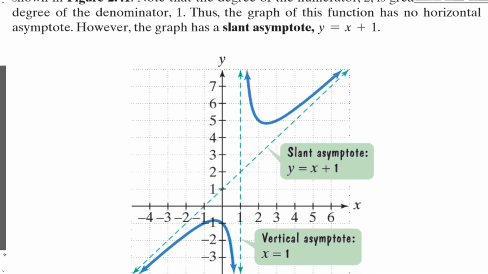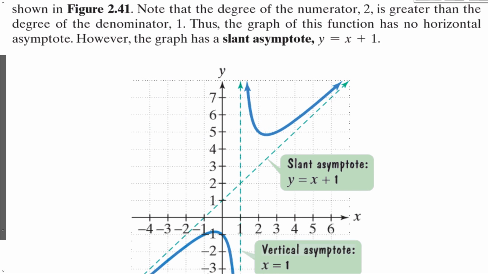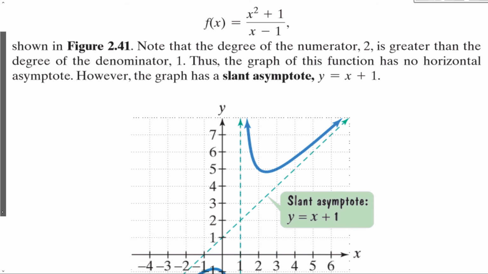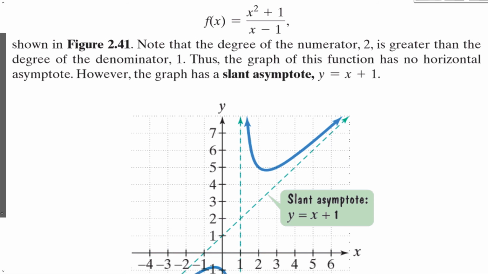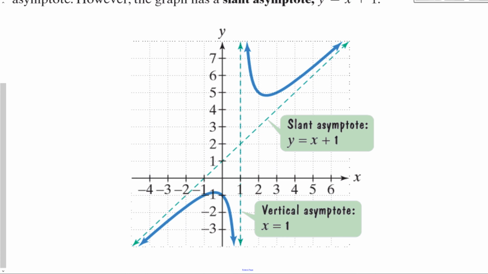Here's the whole picture. Note that the degree of the numerator, 2, x squared, is greater than the degree of the denominator, 1. Thus, the graph has no horizontal asymptote. But it does have a slant asymptote, and I can figure out the equation of that slant asymptote so that I can draw it on the graph. Okay?